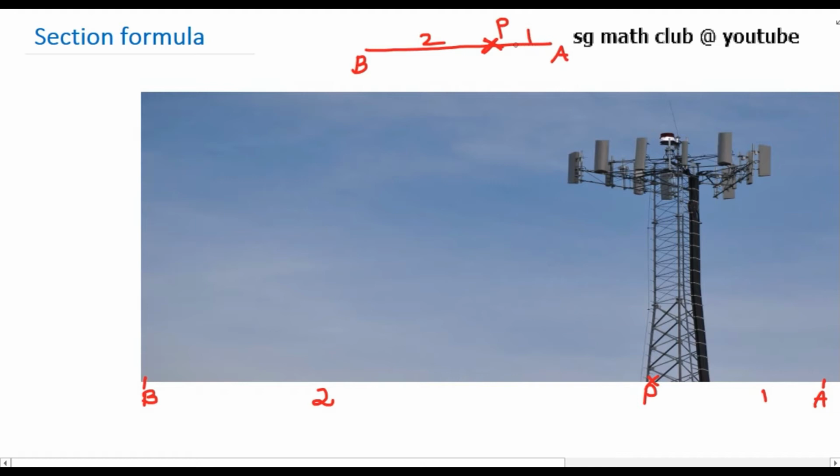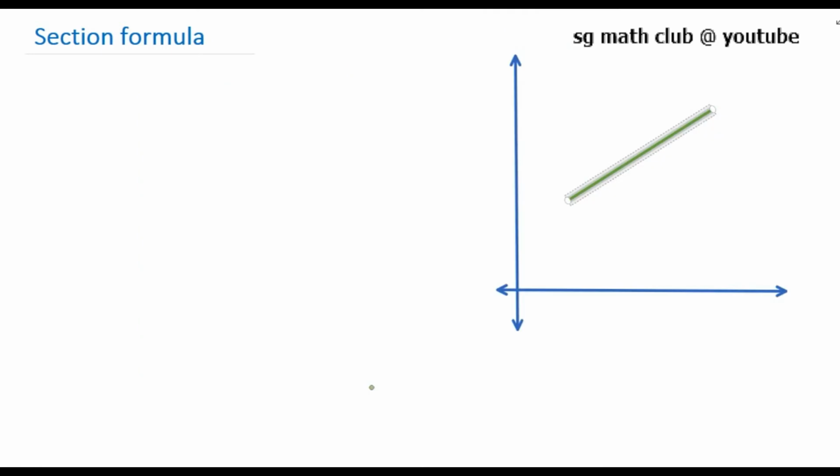So now in order to know the position of this tower, we need to find out the coordinates of P. So how do we get the coordinates of P? We can get the coordinates of P with the help of section formula. Now let's see the derivation of section formula.